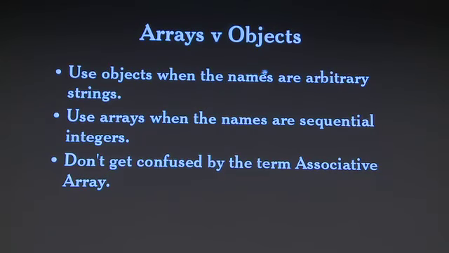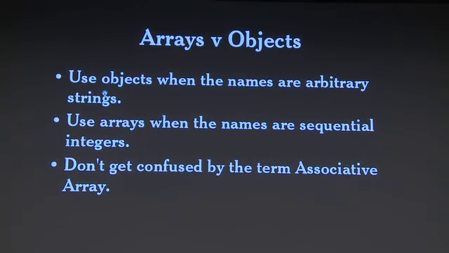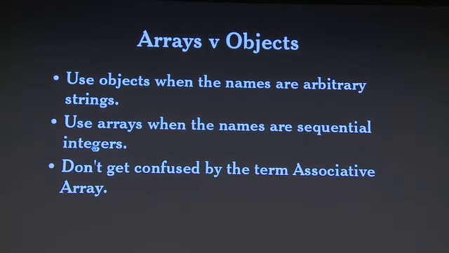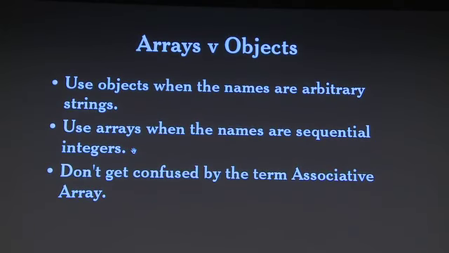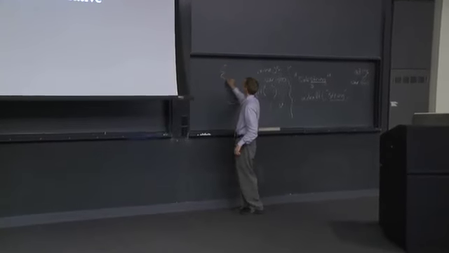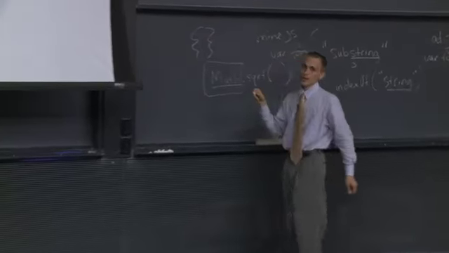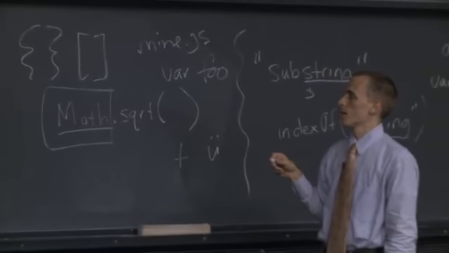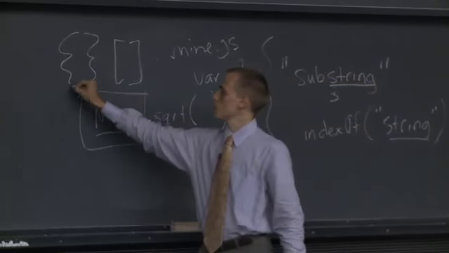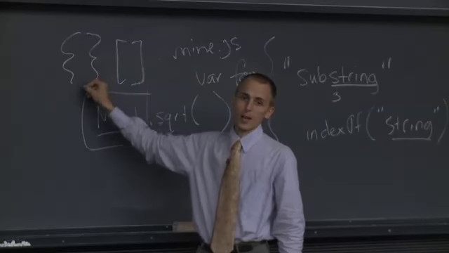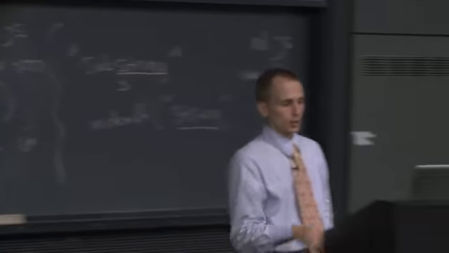So use objects when the names are arbitrary strings. And use arrays when the names are sequential integers. They're very similar in JavaScript. In JavaScript, the simplest object is two curly braces. In JavaScript, the simplest array is two square braces. And you can have objects that contain arrays, and you can have arrays that contain objects, as we'll see when we get into JSON in a little bit.